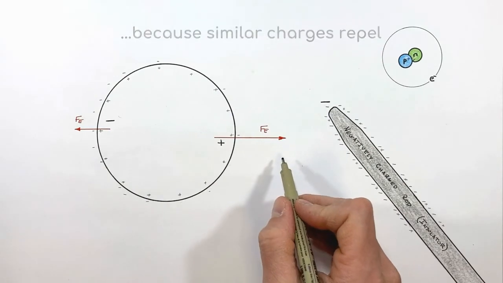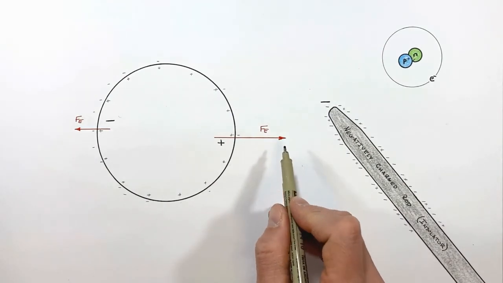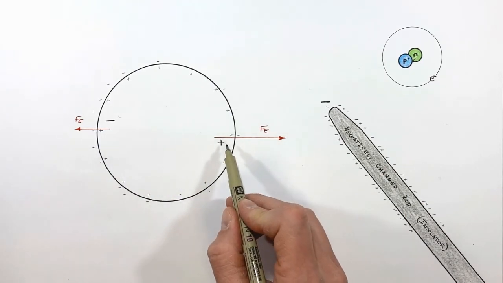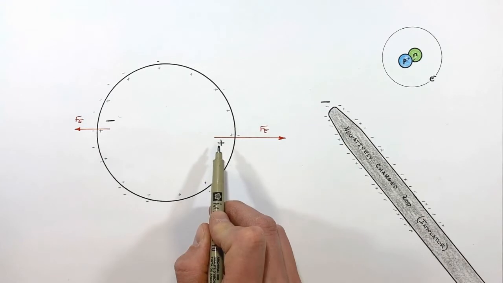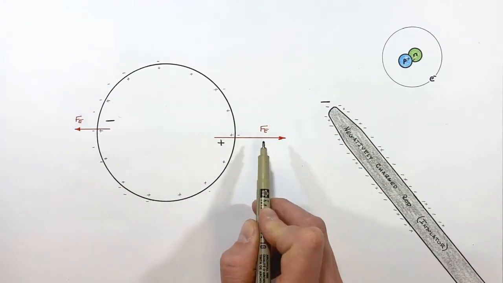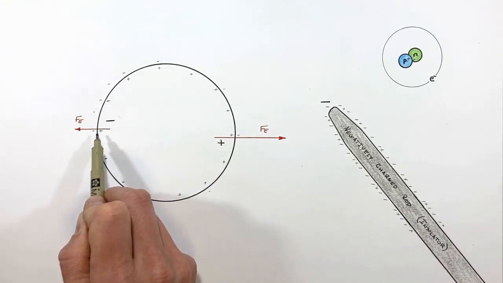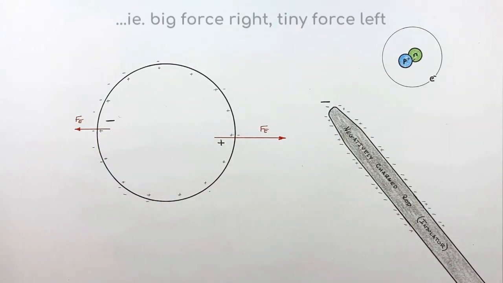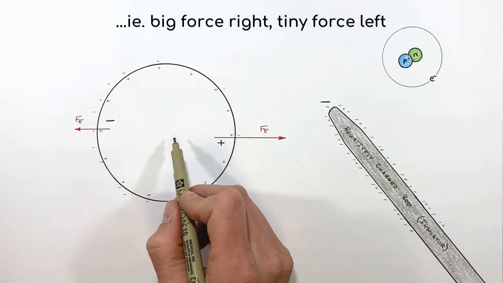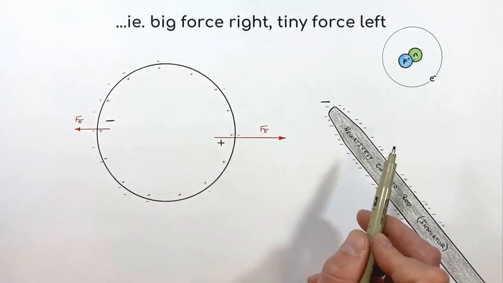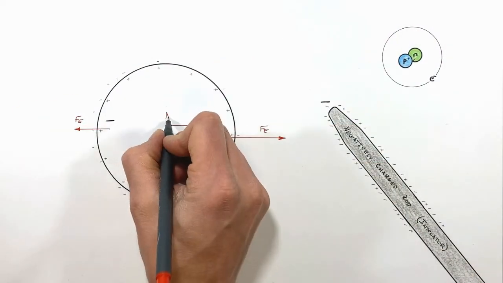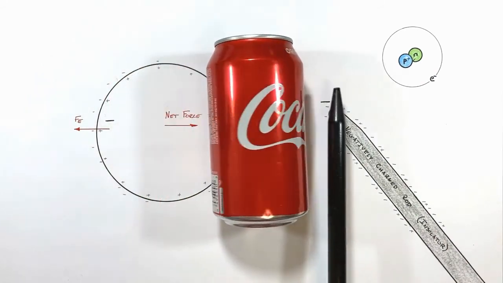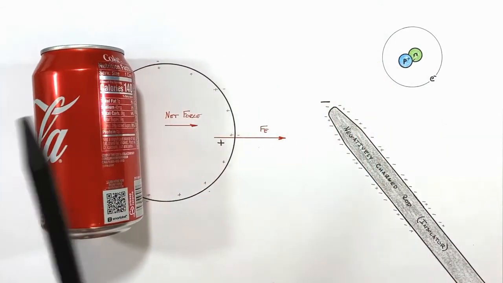Now, because the electric force, according to Coulomb's law, gets smaller the farther away two objects are, the force between the positively charged side of the can and the rod pulling the can towards the rod is greater in magnitude than the force repelling the far side of the can away from our negatively charged rod. And this results in a net force on the can, causing the can to accelerate towards the rod. So that is why the can moves when the rod gets near it. And that's all for now.